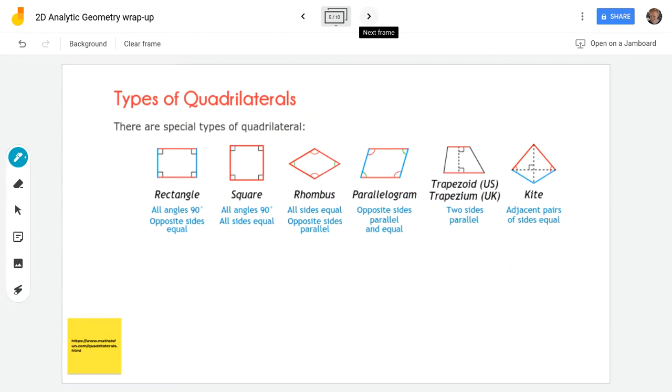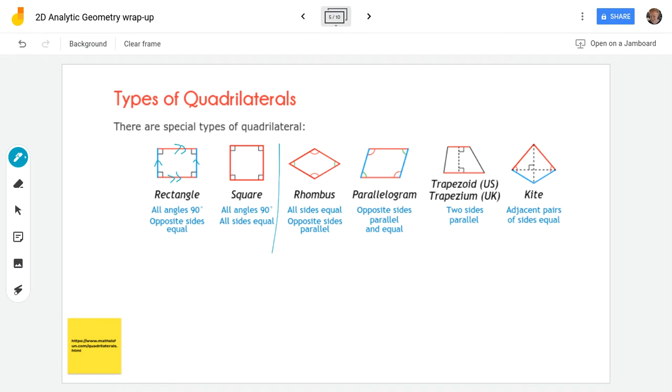And one more slide here, types of quadrilaterals. Again, I really hope this is elementary review. A rectangle has two pairs of parallel sides, so this side and this side are parallel, this side and this side are parallel, and they all meet at 90 degrees. The ones that are parallel are also the same length. A square is a type of rectangle where all the angles are 90 degrees and all the sides are the same length.